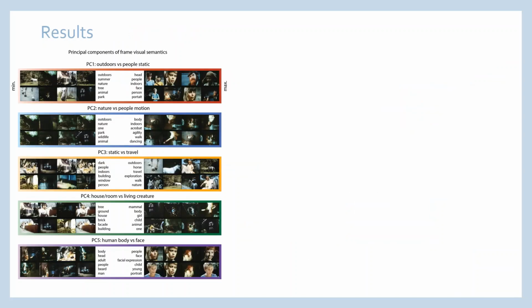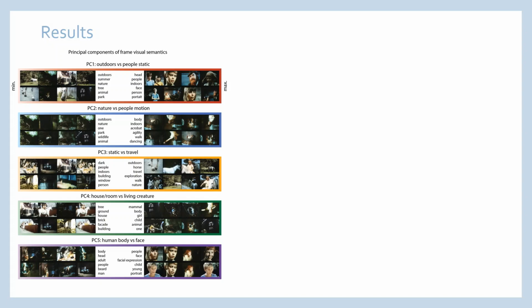First, we found that the components of the visual semantics extracted using a combination of computer vision and natural language processing tools were highly interpretable. We found a semantic dimension that encoded human presence in the frame. It had high values for frames with people in them and low values for frames with outdoor scenes without people. Another semantic dimension encoded human motion, and another dimension encoded human faces specifically.